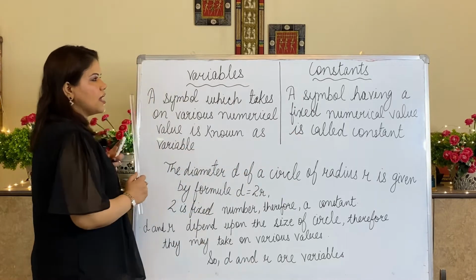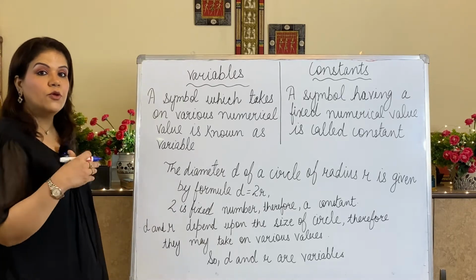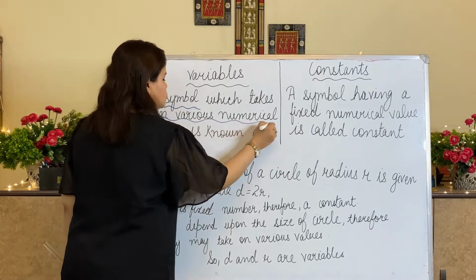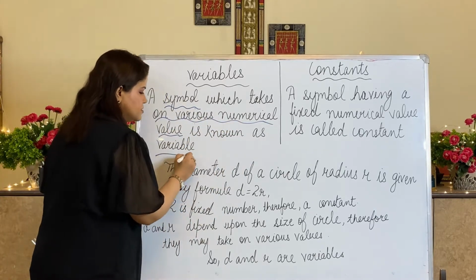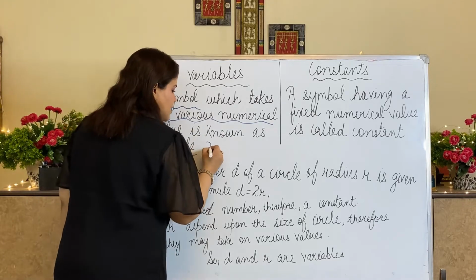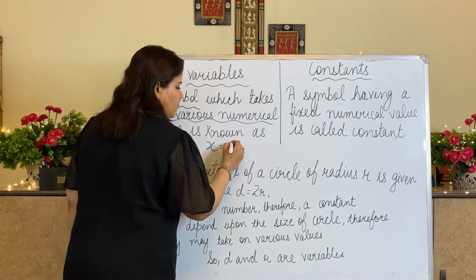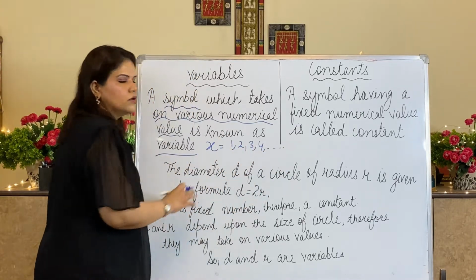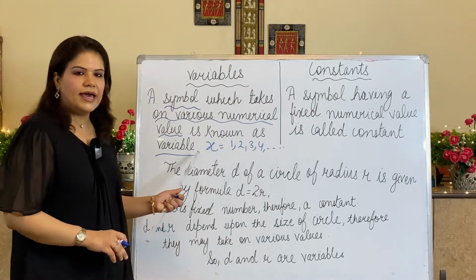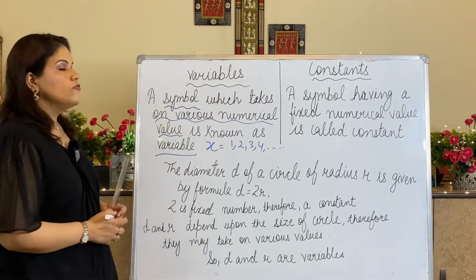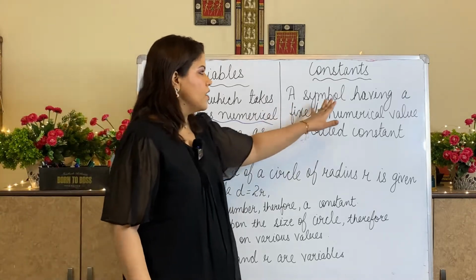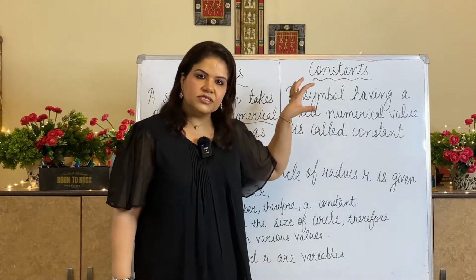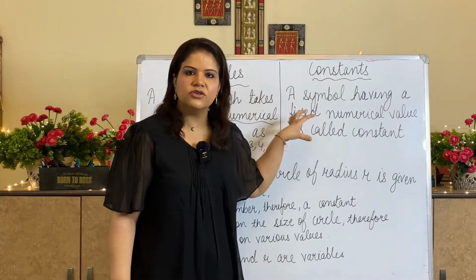Now variables, as the name suggests, it will vary. A symbol which takes on various numerical values is known as a variable. Suppose x is a variable. It can take any value out of 1, 2, 3, any value. Its value is not fixed. So that is why x is a variable. Now for constants, a symbol having a fixed numerical value is called a constant. When something is fixed, that means it is constant.